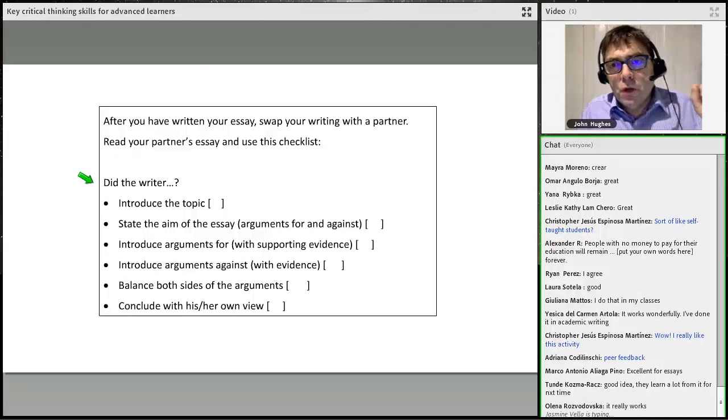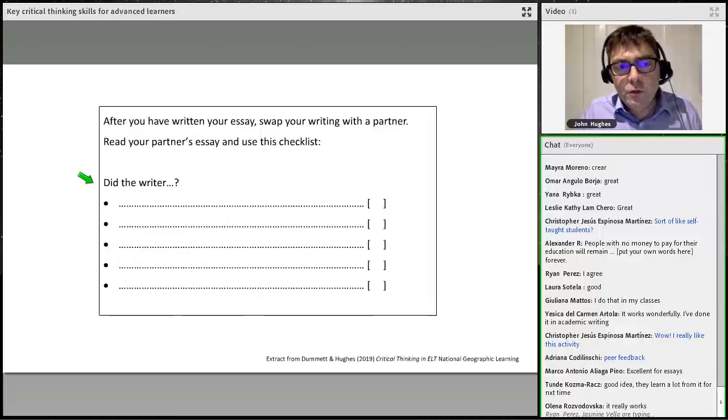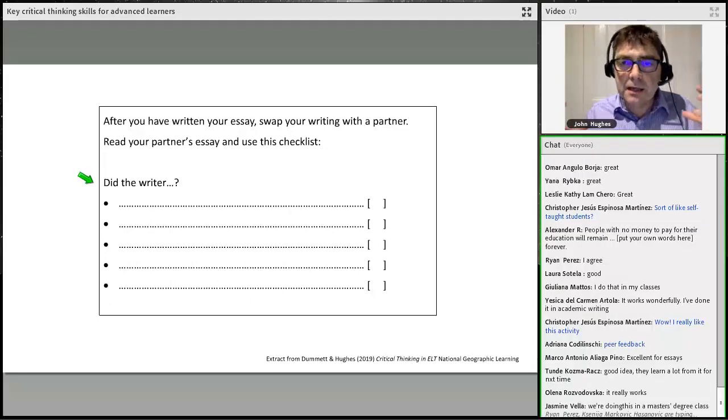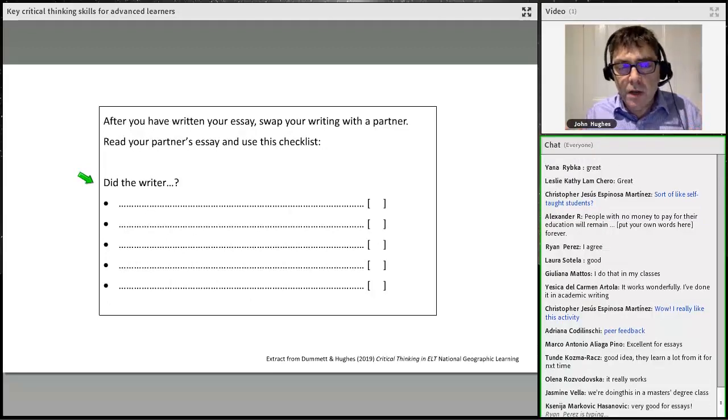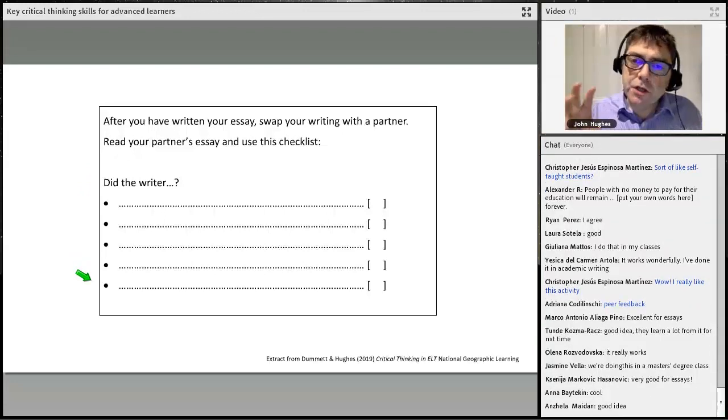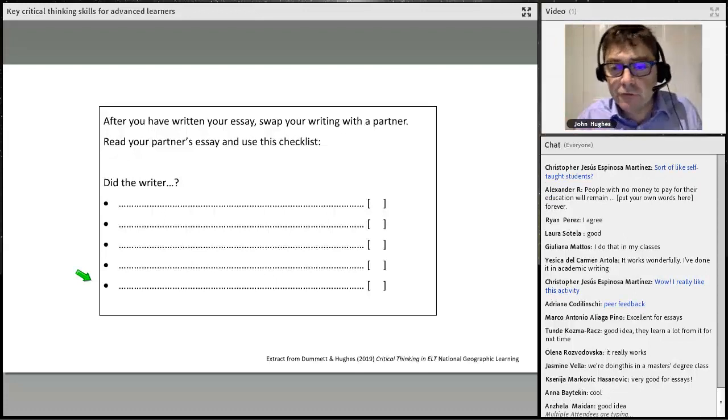But you can also, with critical reflection, add a new layer where you give the students a blank checklist, and as a class they define what they think makes a good essay. So you discuss it as a class and they write in what they think makes a good essay, and then they use those criteria to analyze their essays after they've written them.